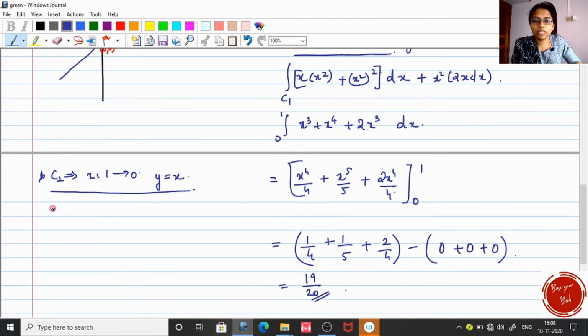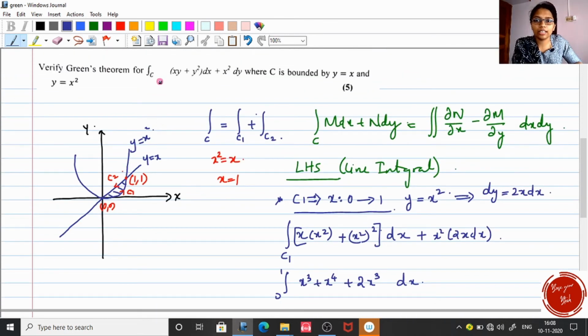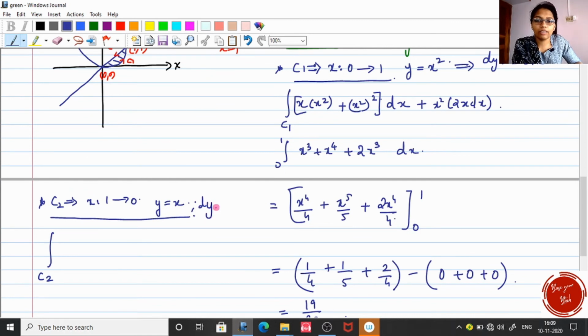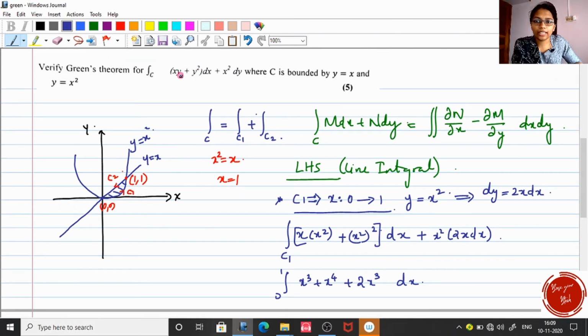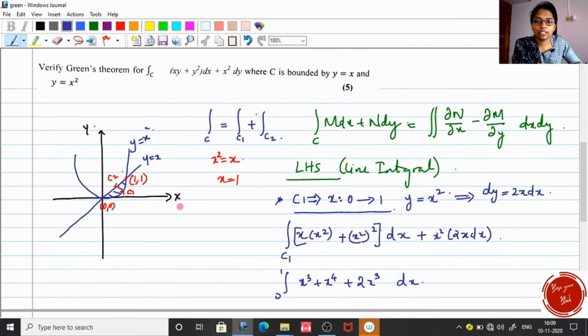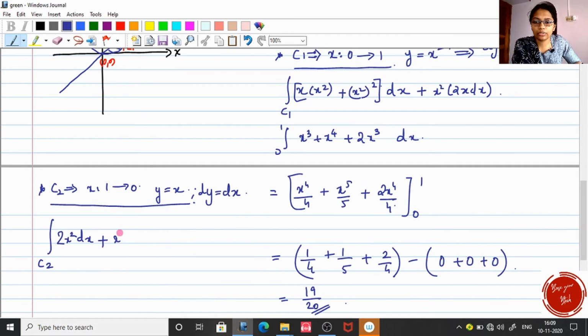Now let us do the integration. Let us see the question, integral over C. For this conversion, you need the expression y equal to x. So every y value is taken as x, and obviously dy will be equal to dx. Let us substitute everything here. x into x plus x square, that is x square plus x square is 2x square dx, plus x square into dy. What's dy? dy is dx. So that is x square dx.